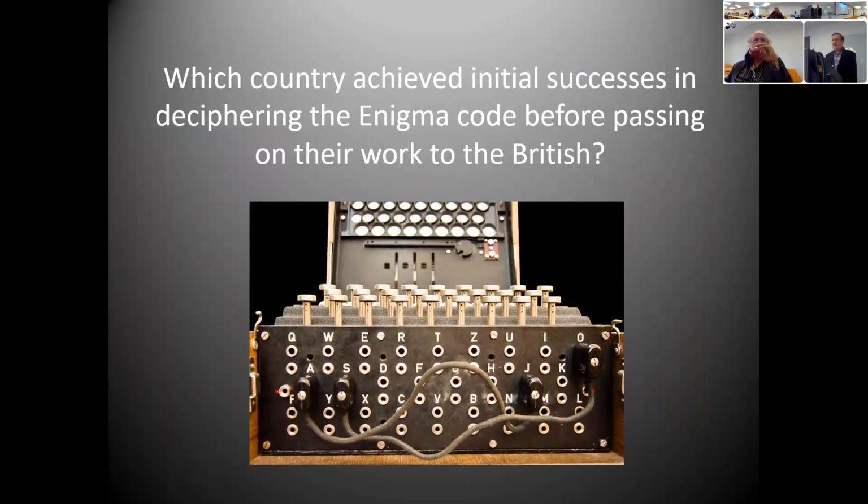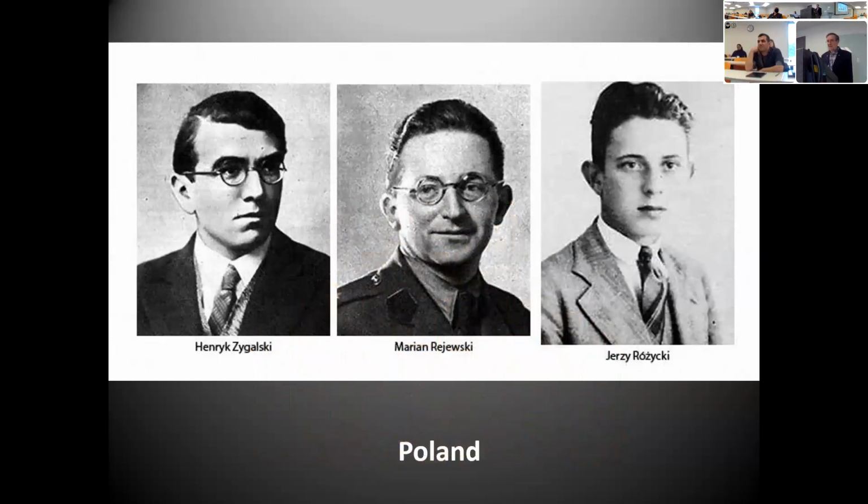Which country achieved initial successes in deciphering the Enigma code before passing on their work to the British? No, Turing was from the UK, so it's not England, it's another country. They were ahead of him. There's actually a movie about this. British secret agents went right across Germany before World War II on German trains to this country. That's right, Poland.